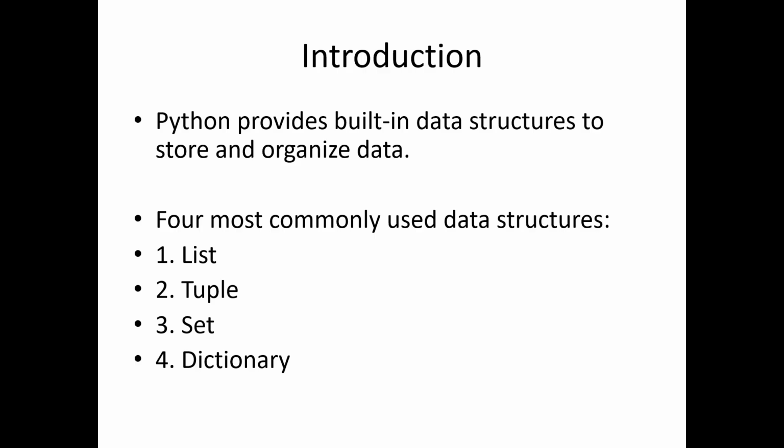Python provides built-in data structures that allow us to store and organize data efficiently. There are four commonly used data structures that every Python programmer should know: list for ordered and changeable collections, tuple for ordered and unchangeable collections, set for unique and unordered collections, and dictionary for key-value pair collections. We will cover each one in detail, including examples and when to use them.